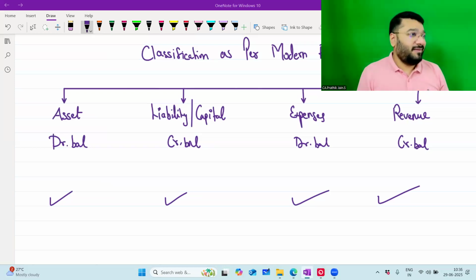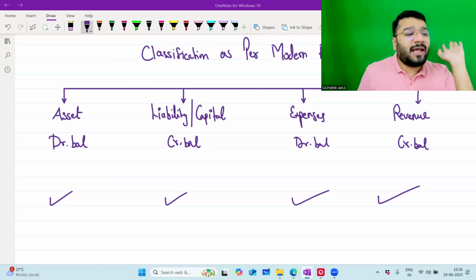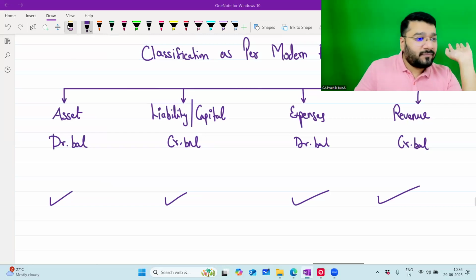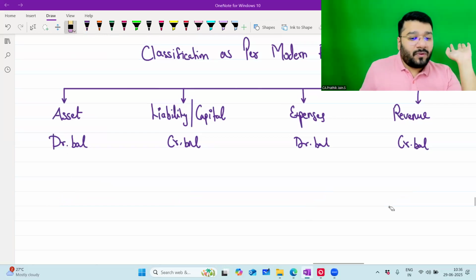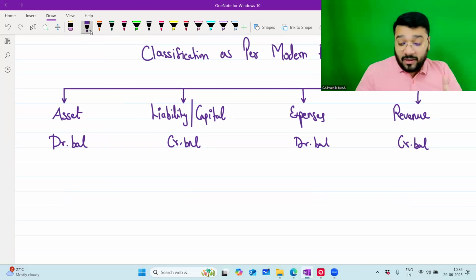Expense. People I'm paying. Plant and machinery. Plant and machinery purchase. Asset. Still asset. Are you sure? I use the word purchase. Still asset only. Which means you take any account, you are able to classify them under either asset, liability, capital, expenses or revenue. Any problem? No problem. So if I ask you what are the classifications as per modern rule, how many classifications are there? 5. Don't say 4. It is 5.